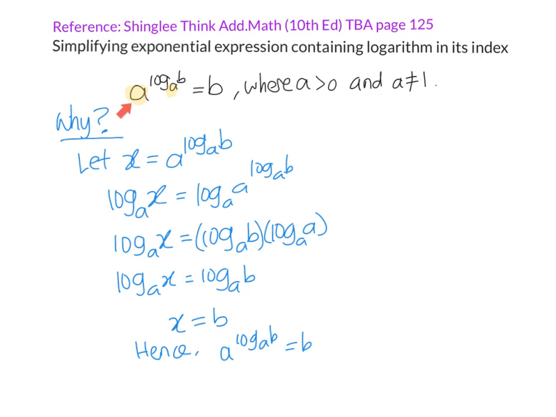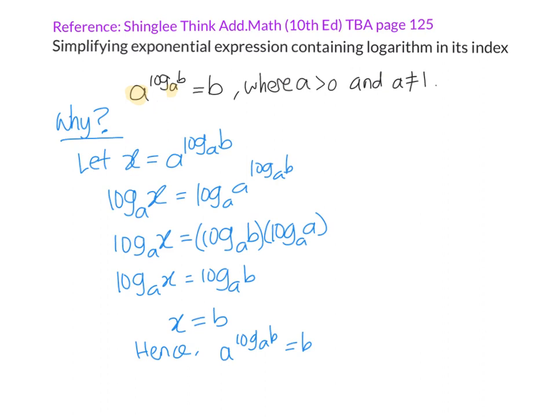When we have an exponential expression of the form a to the power of log b to base a, then it can be simplified to just b. In other words, the base of the exponential is the same as the base of the logarithm in its index.